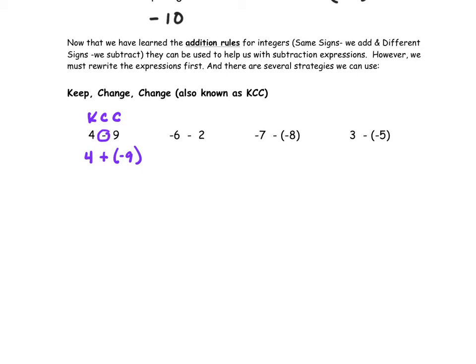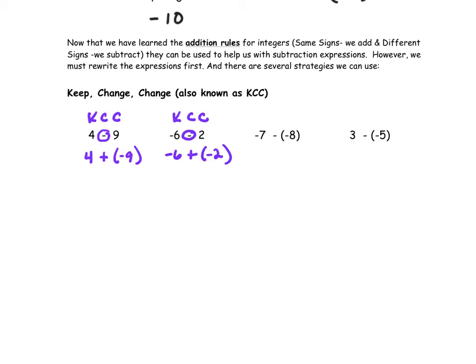So we're going to try it again. We're going to do a keep, change, change. So we keep the negative 6, we change that minus to a plus, and we change this positive 2 to a negative 2.